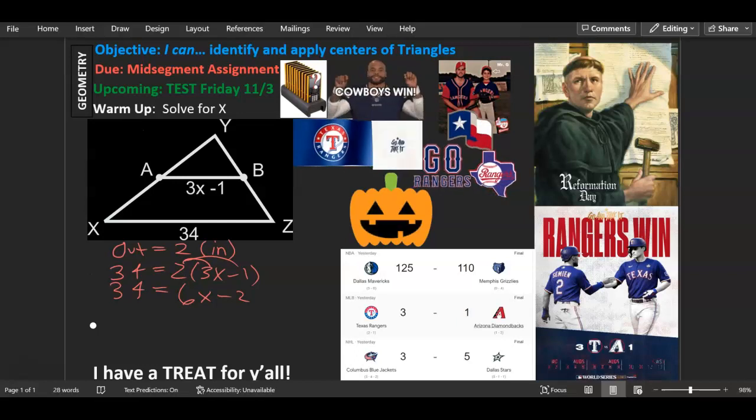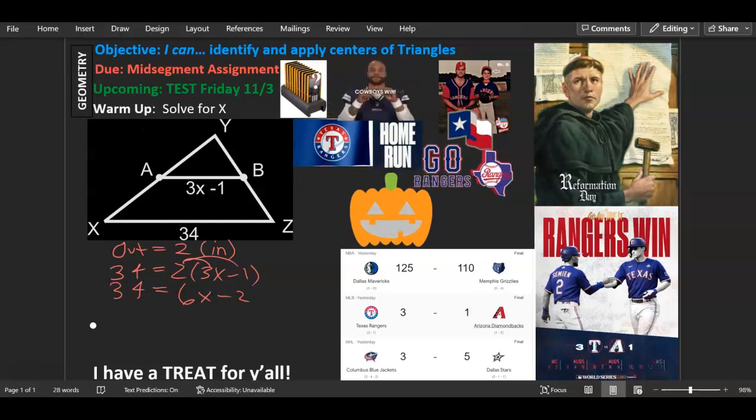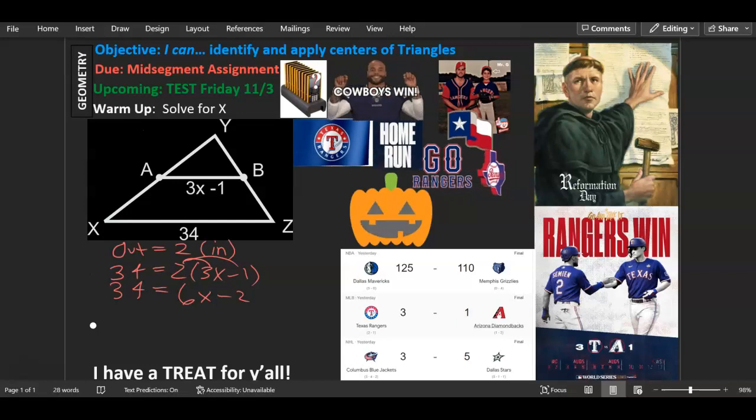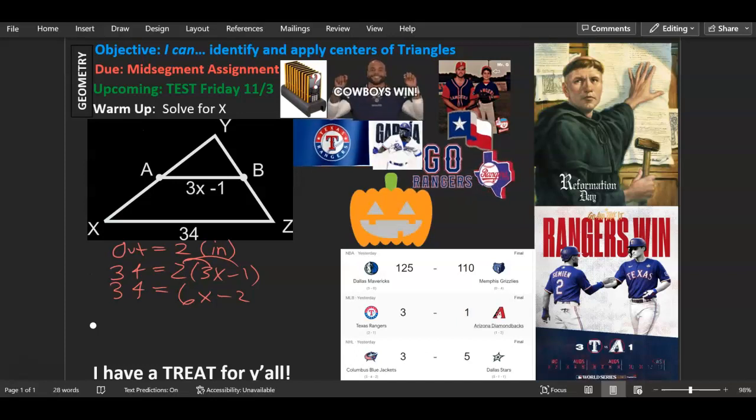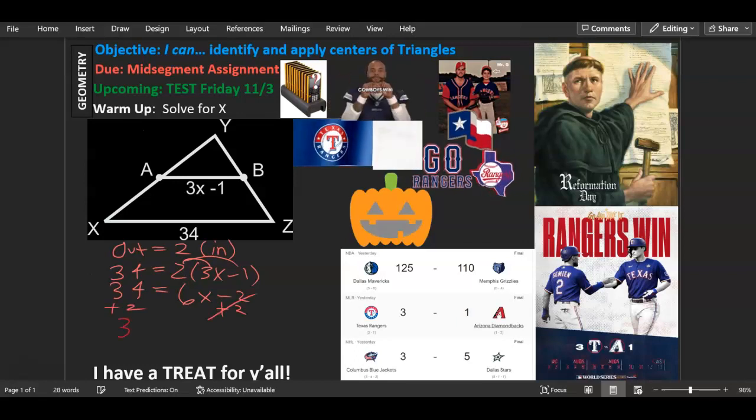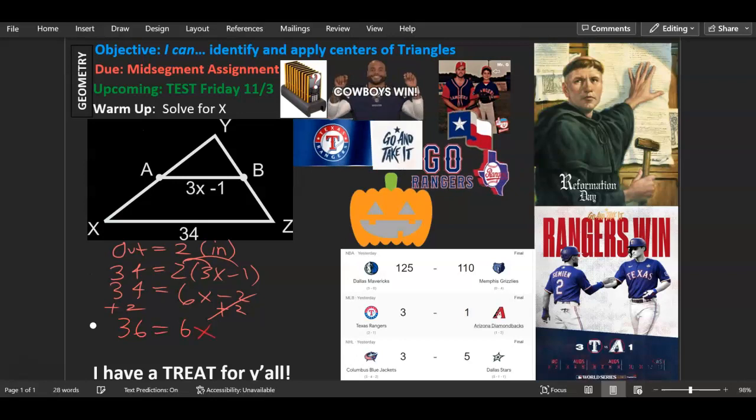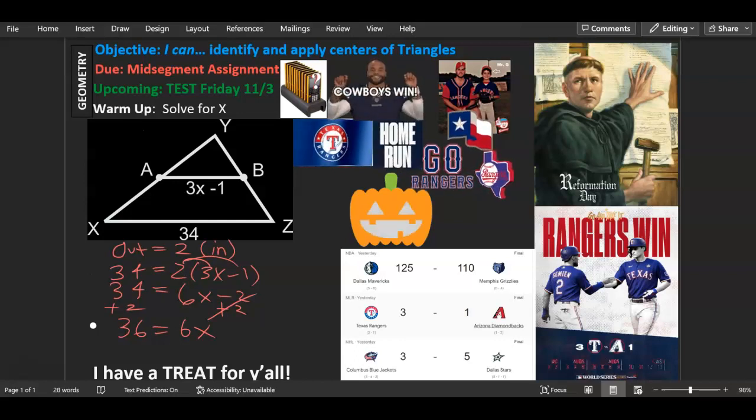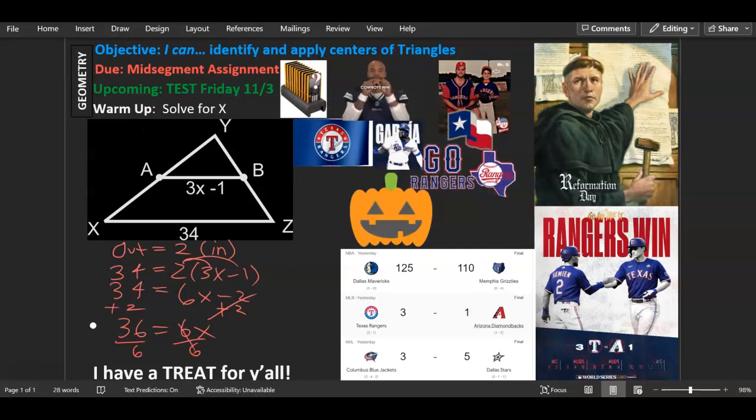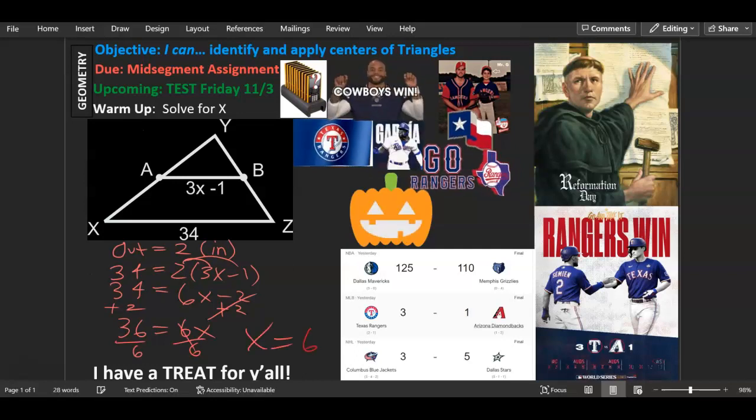So the x is on the right. What do I get rid of first on the right? The loner is the minus 2. How do I get rid of a minus 2? Opposite is plus 2. So plus 2, plus 2. 34 plus 2 is 36. Bring down equals 6x. And then last step, when we have a coefficient, we divide, right? Divide by 6 on both sides. So 36 over 6 does give me 6.